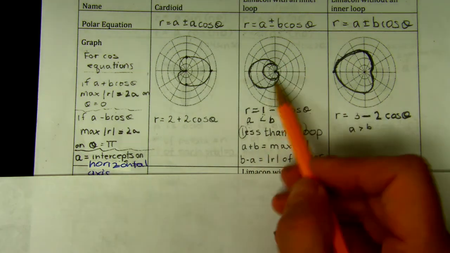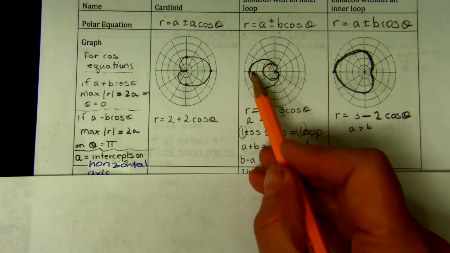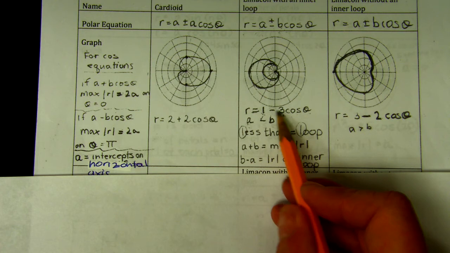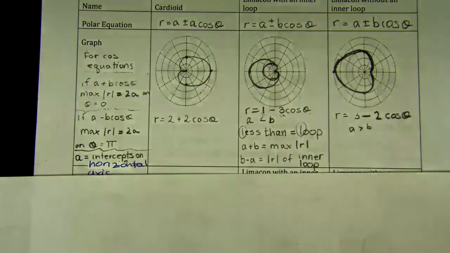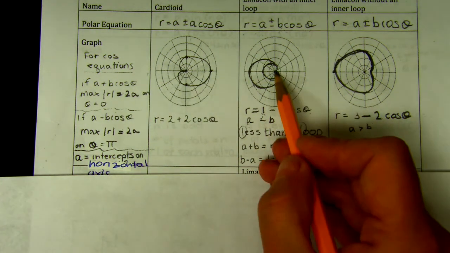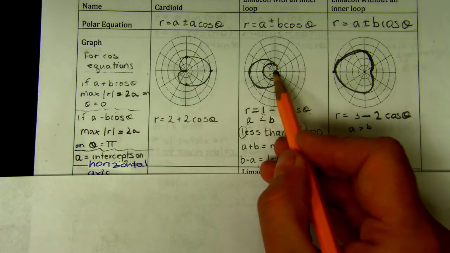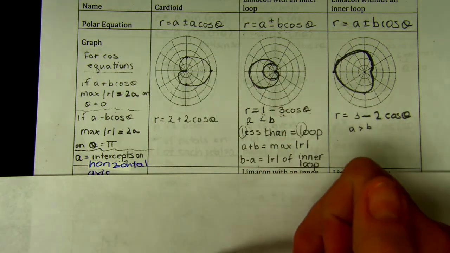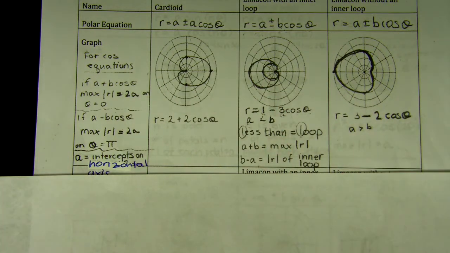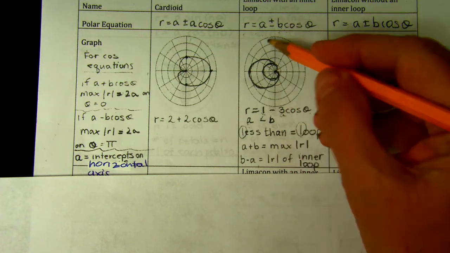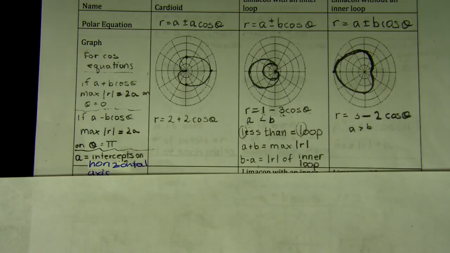Now, if I add a plus b, that's where I get that maximum radius. So a plus b, 1 plus 3 is 4. You can see my maximum radius here is 4. Then, if we do b minus a, we get the radius of the inner loop. So 3 minus 1 is going to give me 2, and that's the radius of the inner loop. Now a also tells me something else. A in this case will also tell me where I intersect on the vertical axis.